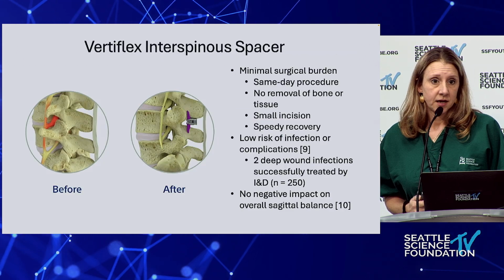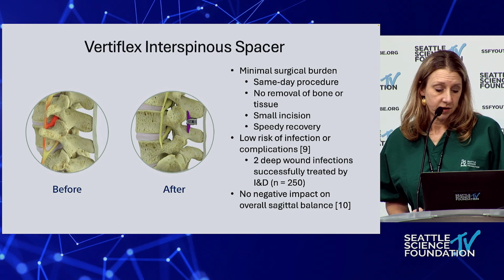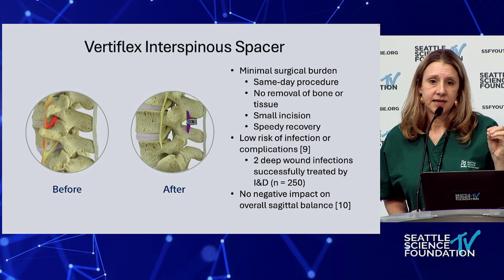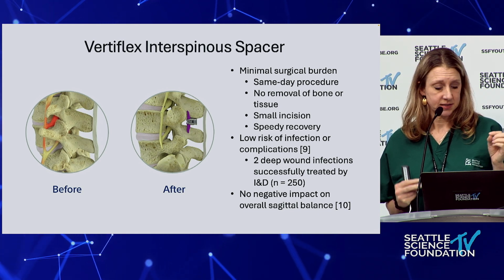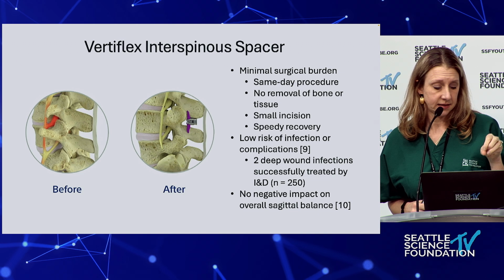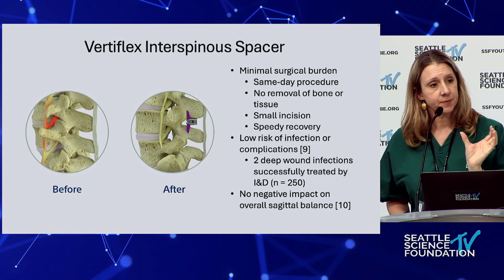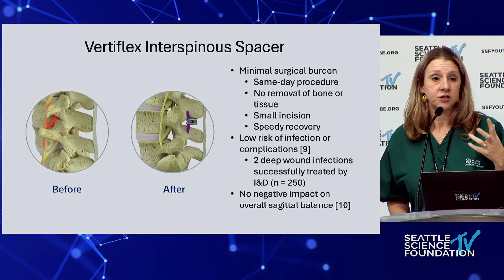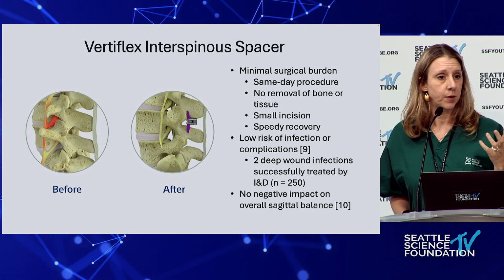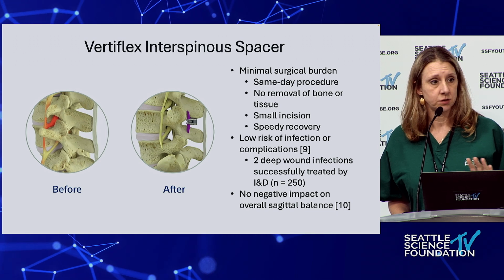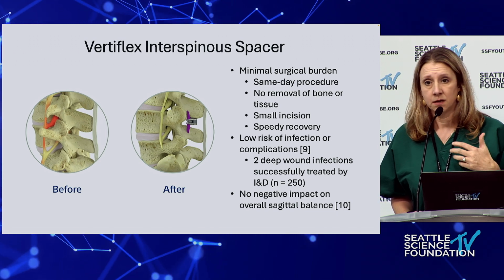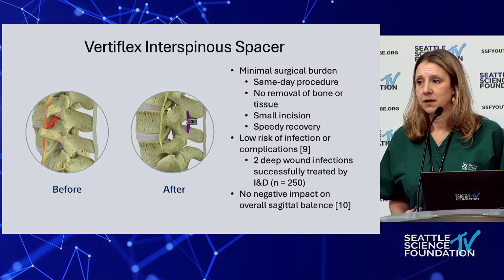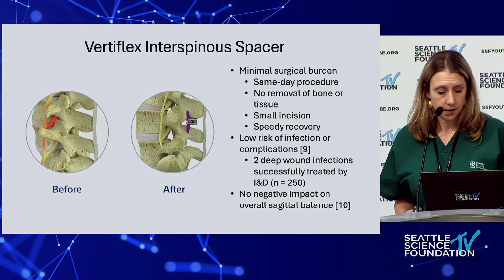This is an image of Vertiflex before and after. The concept here is that there is a small titanium spacer that's placed between the spinous processes. There are expandable wings that then straddle the spinous process above and below. There is no anatomical disruption. There's no bone or ligament removed. It is an implantation alone. It can also be removed in its entirety. It doesn't preclude the patient from being able to receive an MRI.